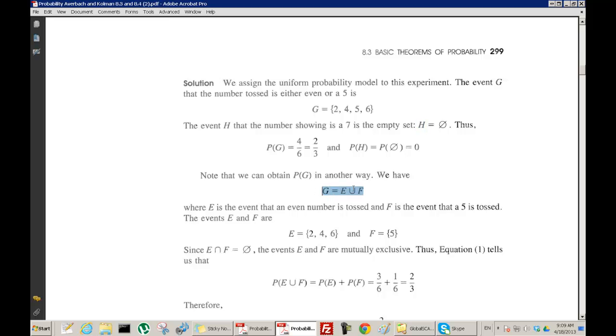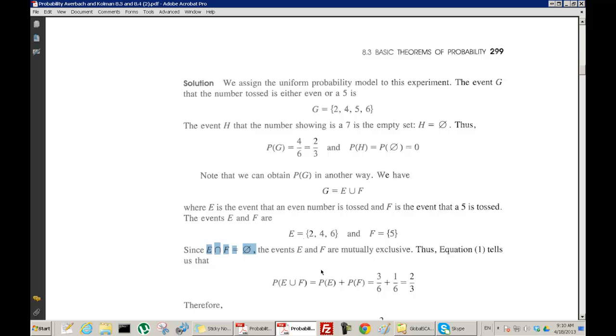We have that G equals E union F, where E is even number and F is getting a 5. So G is either getting an even number or getting a 5. So we can write G like this, E union F. But this E and this F are mutually exclusive, right? These don't have anything in common. So E intersect F is the empty set.